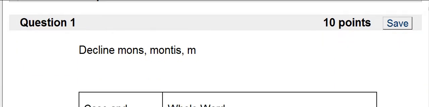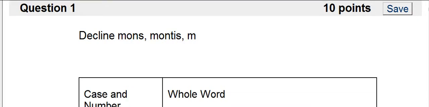The first one here is mons, montis. It's masculine, so it's going to be masculine feminine, and then I also need to recognize that it is an I stem. The easiest way is just remember which nouns that we know are I stems. Mons, montis, vestis, vestis, Venus, Venus, hostis, hostis, civis, civis, and navis, navis will be some common ones that will show up that will be I stems.